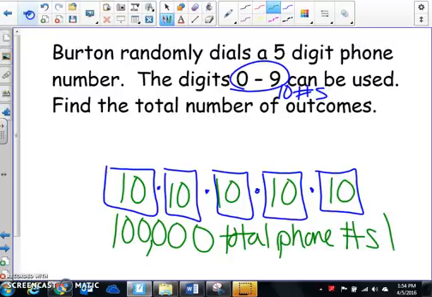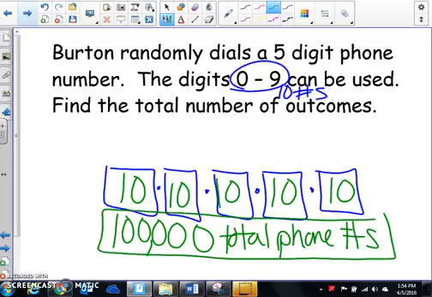And that makes sense, right? We all have a different phone number. So if it's only a 5-digit, well, there you go.